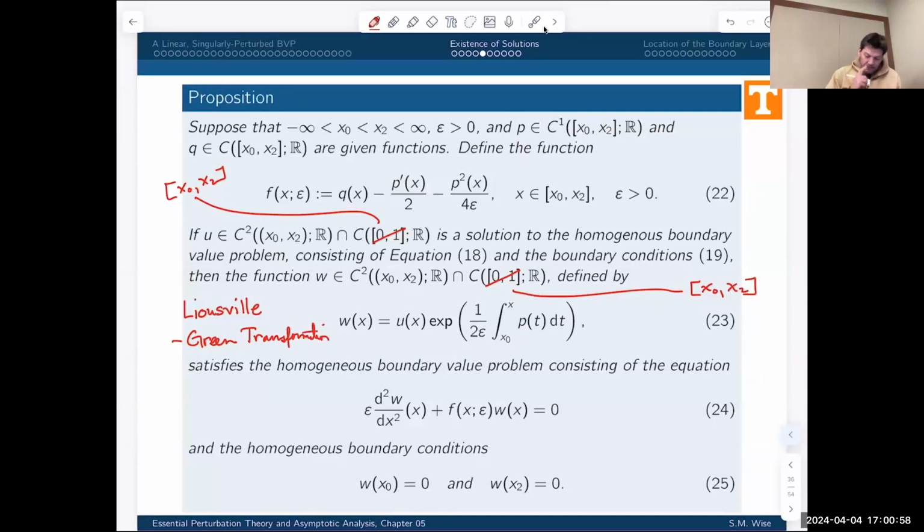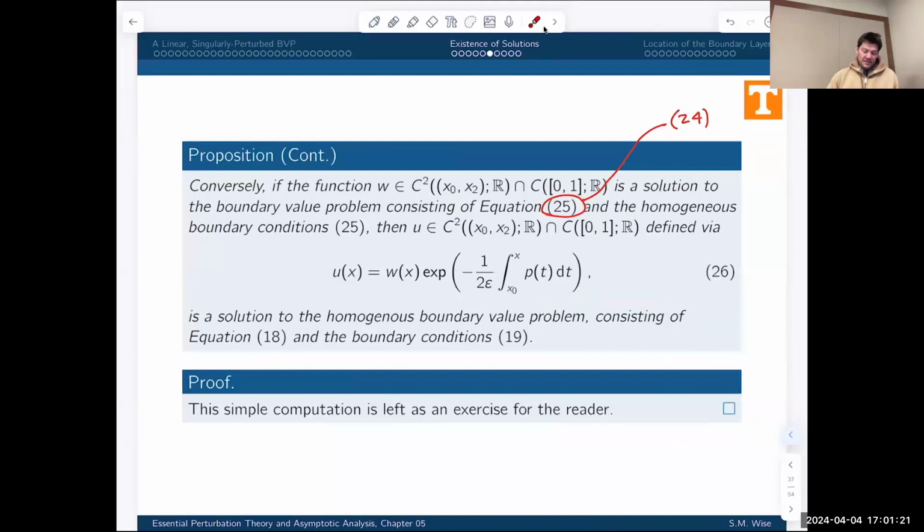Yeah, so you said something interesting. You said this is going to be related to the WKB approximation. Yeah, that's actually our next chapter. So we're going to use that transformation in that setting, the Liouville-Green transformation.